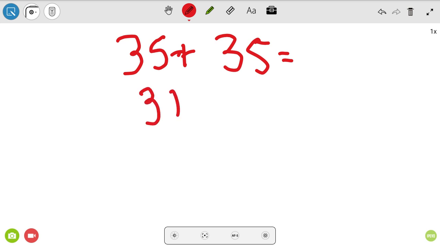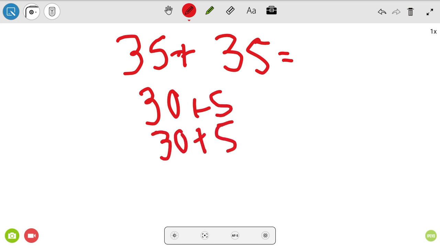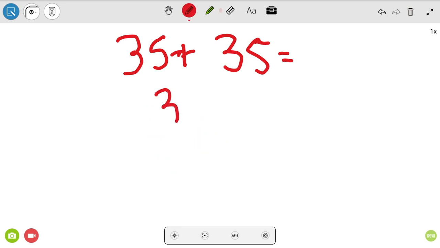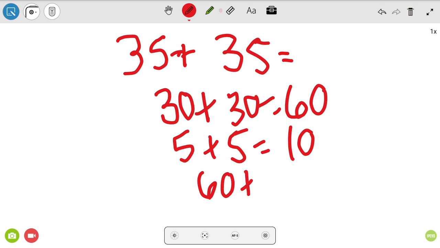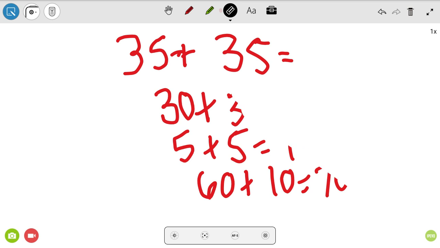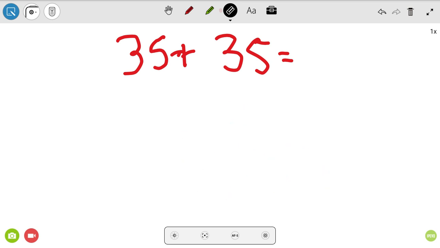So I am gonna do place value to start with. So I'm gonna add my tens, 30 plus 30, that's 60. And my ones, which is 5 plus 5, which is 10. And I'm going to need to add 60 plus 10 to get 70. So that's place value, adding tens and ones.